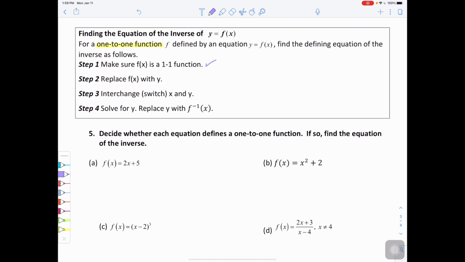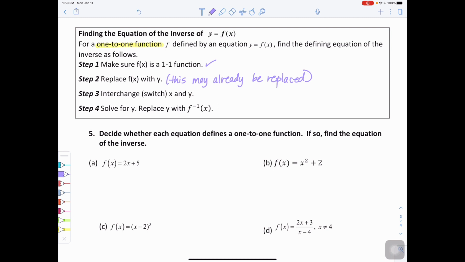So we've already done that. So we will replace f of x with y. And this may already be replaced. So if you already have a y equals that function, then you can skip that step.